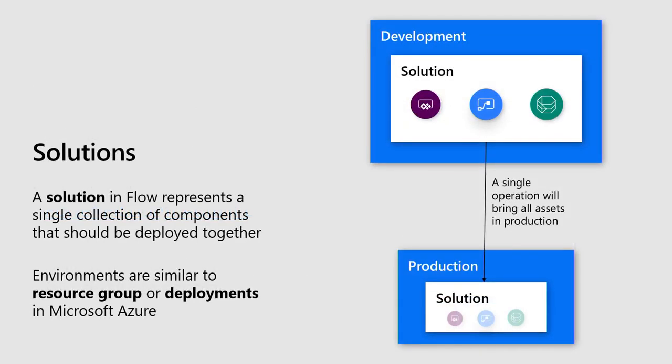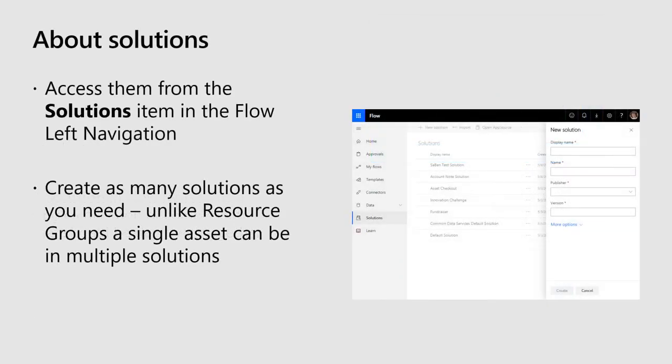Then the solutions themselves, these are how you get content from environment to environment. If you have any experience with Azure, a solution is somewhat similar to a deployment or a resource group inside of Azure. And you can access these from that left navigation inside of Flow. And that example I showed you where there's all those nested flows, that was a solution.